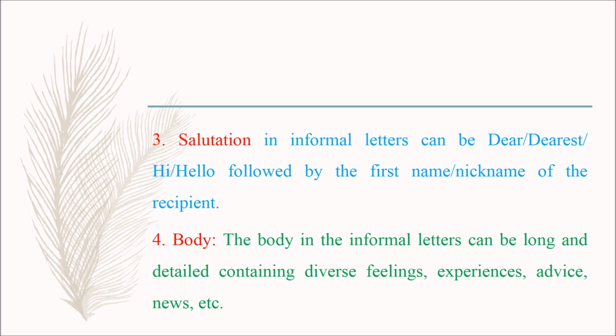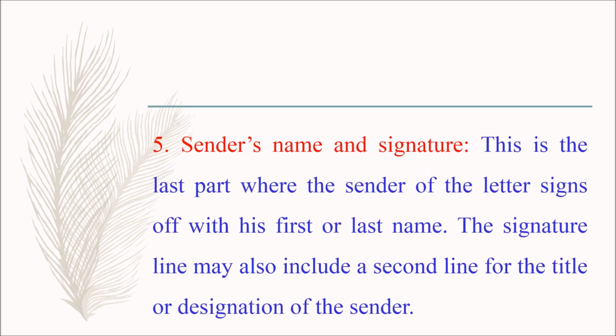Fourth one is body of the letter. The body in informal letters can be long and detailed, containing diverse feelings, experiences, advice, news, etc. Fifth one is sender's name and signature. This is the last part where the sender of the letter signs off with his first or last name. The signature line may also include a second line for the title or designation of the sender.